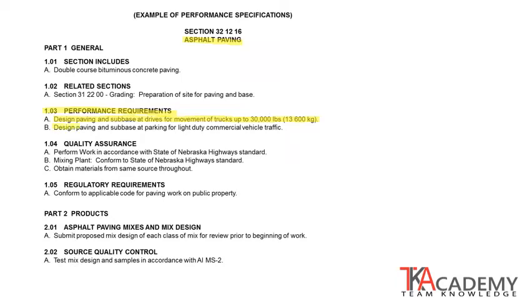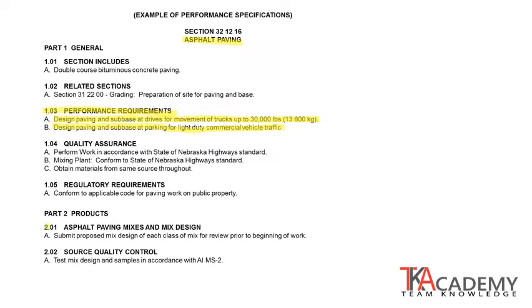The next criteria, the performance requirements, is design paving and subbase at parking for light-duty commercial vehicle traffic. And we assume that the contractor knows what that means, what the performance needs to be for light-duty commercial vehicle traffic based upon the type of vehicles, the weight, and the amount of turning and wear and tear that's going to be on that surface. So essentially this is a delegation of design. We're not giving them design information, we're telling them what the criteria is, what the performance needs to be, and telling the contractor to design a system that will meet that performance.